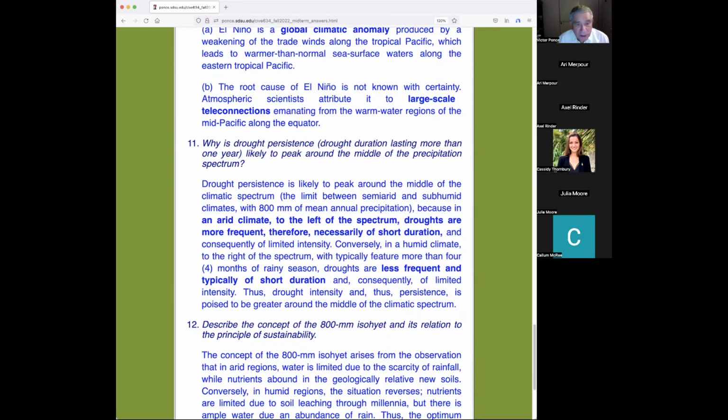Next is, what is drought persistence likely to peak around the middle of the precipitation spectrum? Now, persistence is not duration, but it is true that the longer the duration, the more the persistence. That is a fact. Persistence relates to how many years, okay? I guess there is a slight difference in definition, or of color, between persistence and drought duration. Likely to peak around the middle of the climatic spectrum.